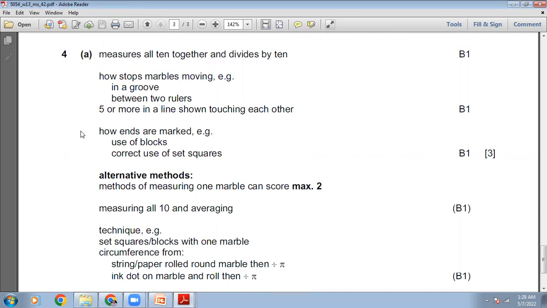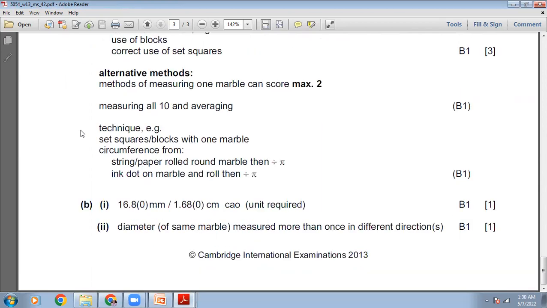So measure all the 10. Okay, so you can pause the video and read this marking scheme carefully. You can use the wording from here also. Okay.